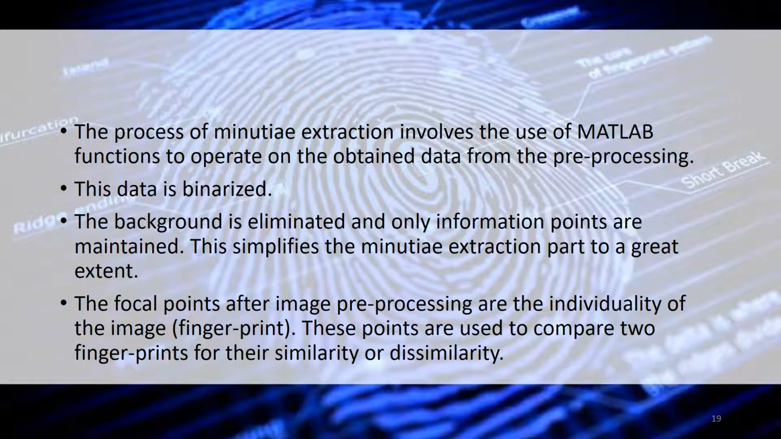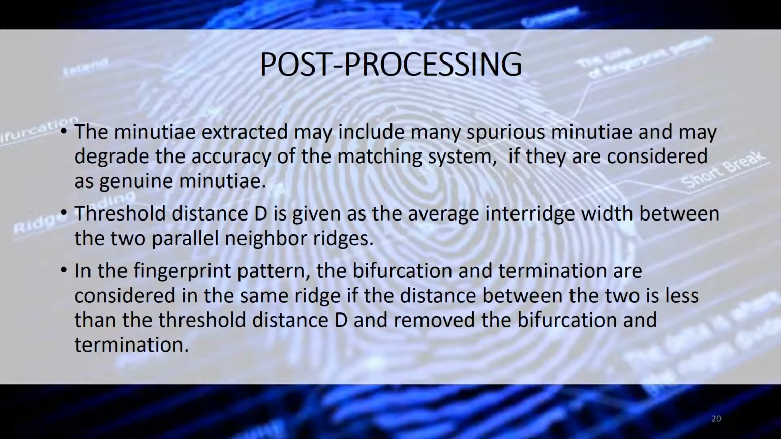The process of minutiae extraction involves the use of MATLAB functions to operate on the data obtained from the pre-processing. This data is binarized. The background is eliminated and only the information points are maintained. This simplifies the minutiae extraction part to a great deal. The focal points after the image pre-processing are the individuality of the image, the uniqueness of the fingerprint. These points are used to compare two fingerprints for their similarity or dissimilarity.